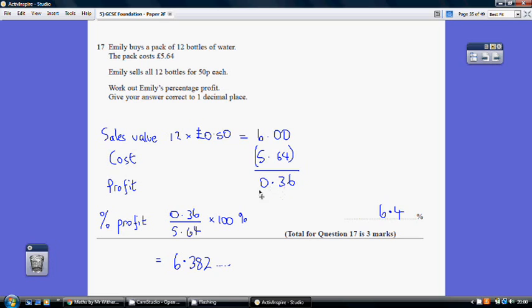Now how do you work out percentage profit? You divide the profit itself by your cost, and multiply this by 100 to turn it into percentage. So it's 0.36 divided by the 5.64 times this by 100 gives us 6.382 dot dot dot. So to one decimal place, our percentage profit is 6.4%.